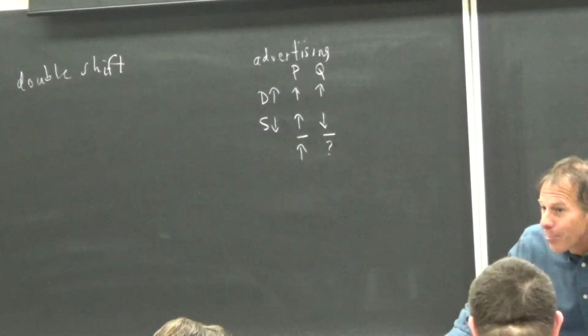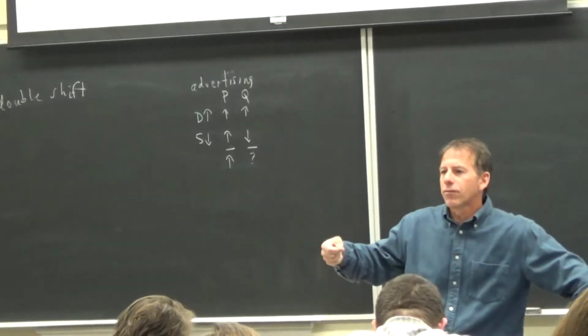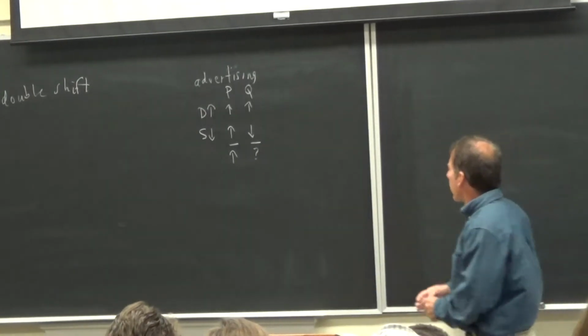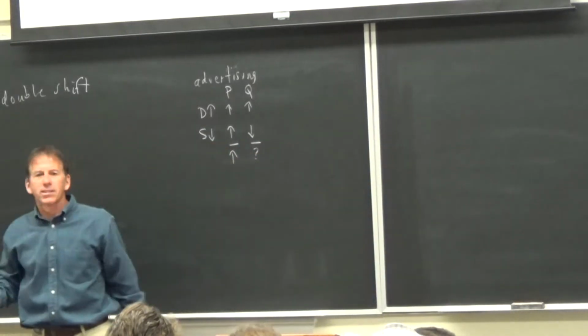Why don't we know it? Because the costs are going up, prices are going up. So we don't know for sure if they're going to be able to sell more at the higher prices. So that's an example of a double shift. But let me give you some others. Okay, some real life examples.